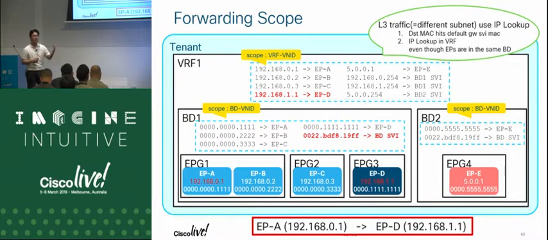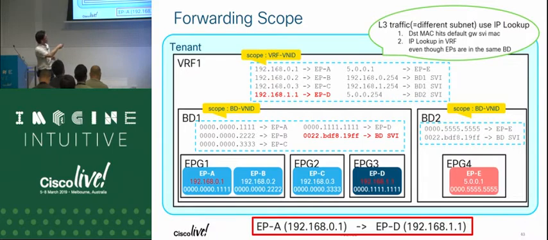Then it happens that the destination is in the same bridge domain. But we still do the routing, and then send it back to the same bridge domain, EPG3, to this endpoint D. So please don't get confused: even though these two endpoints are in the same bridge domain, we still do the routing based on the IP if it's two different subnets.